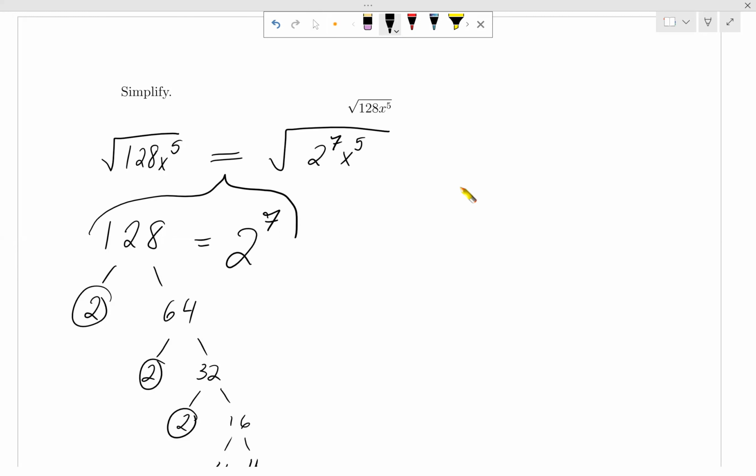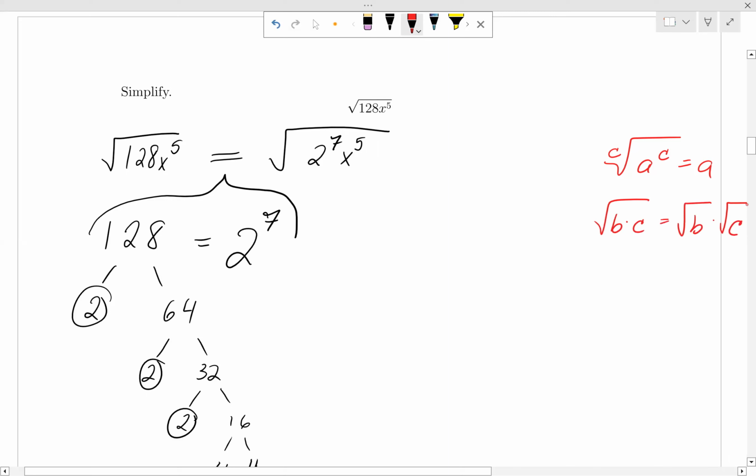One thing about square roots: whenever we have the cth root of a to the c, we get a. So I can split this up into two square roots. If I had the square root of b times c, this is the same as the square root of b times the square root of c. I'm going to use that property in this next step, and break it up into the square root of 2 to the seventh times the square root of x to the fifth.